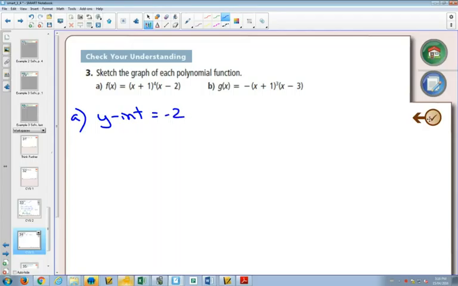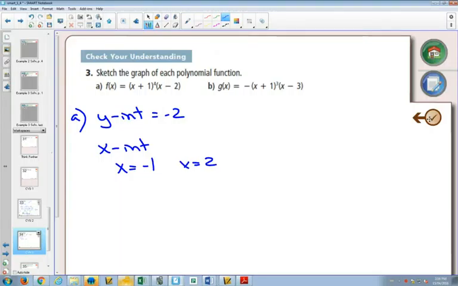is -2. The nice thing about both graphs A and B, they're already factored. So you don't have to use any of your factoring strategies. We can already see what our x-intercepts are. The x-intercepts are x equals -1 and x equals 2, since it's already factored.